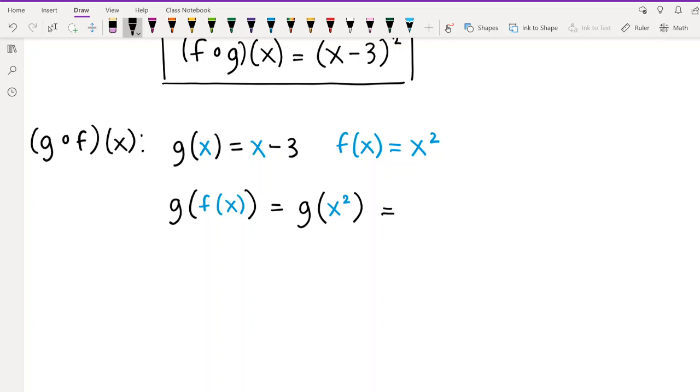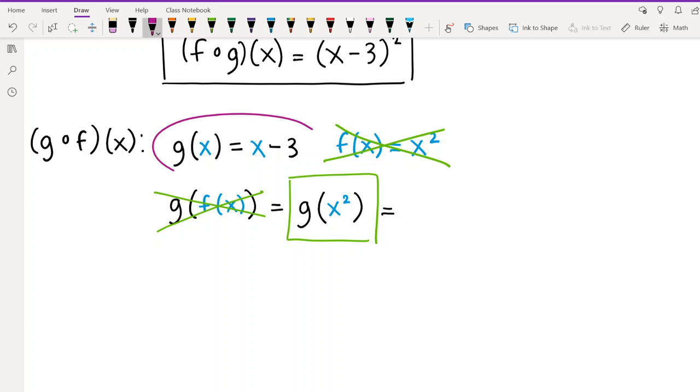And then the last step is just to actually evaluate the function. At this step, you can forget about this, forget about this, just focus on evaluating g of x squared and pretend that it's the first week of class. How do you evaluate g of x squared? Well, you go back to your function g of x, and g of x tells you to take your input, which in this case is x squared, and then subtract 3 from it. So we're replacing x with whatever is in our parentheses, which in this case is x squared.